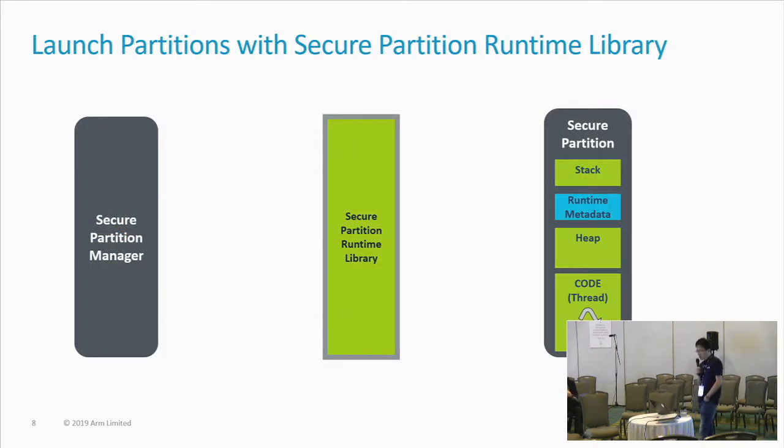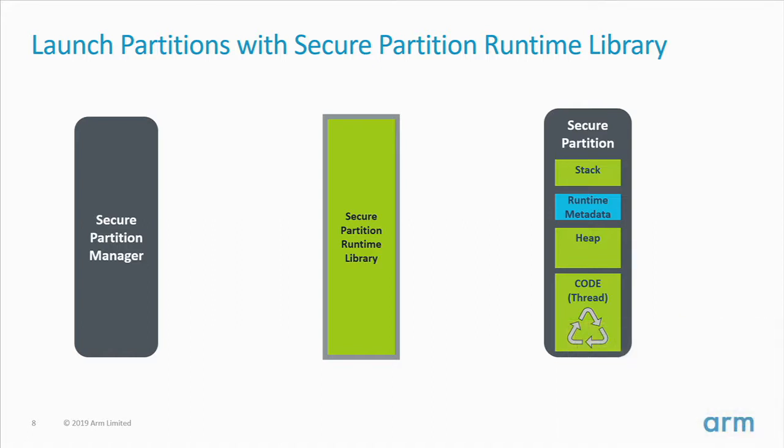So the first is about how to launch partitions with the runtime library. We can see in these pictures, the secure partition runtime library is the wrap layer for the secure partition. In the system initial stage, the secure partition manager will jump to the main entry function of the secure partition, which is the runtime library's SPRT main function.